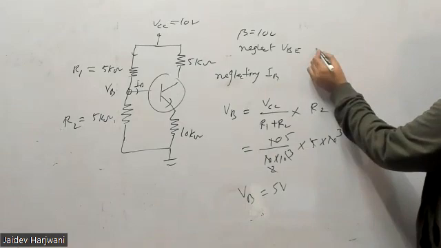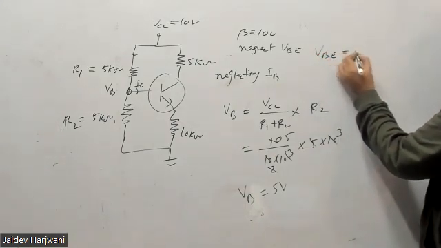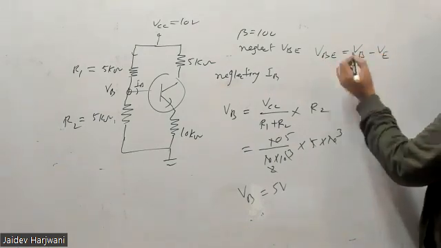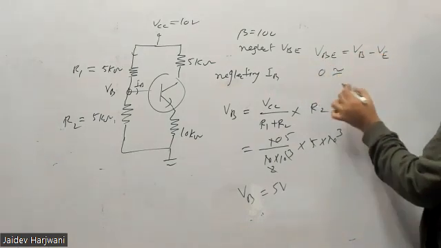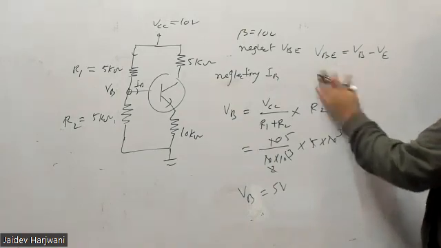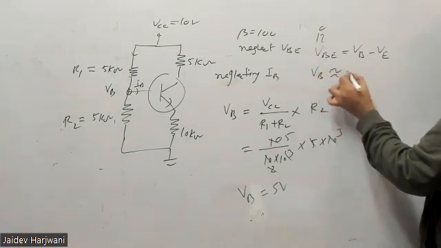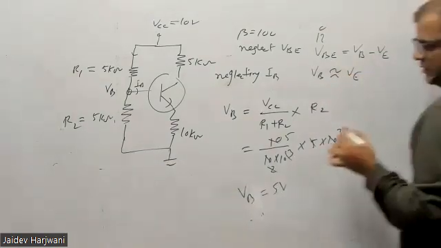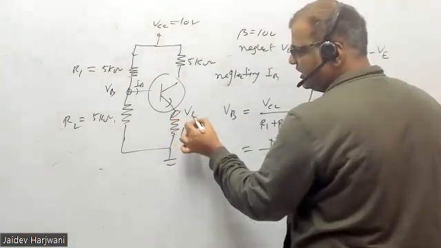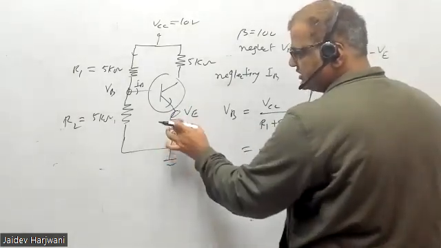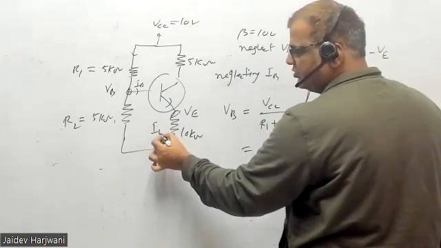Now your VBE is given in the question, VB minus VE, and it is given as negligible, 0. So your VB is negligible, so VB is almost equal to VE. So you know this voltage VE now, so this is also 5 volts. You know this voltage, you know this resistance, so obviously you know this current IE.